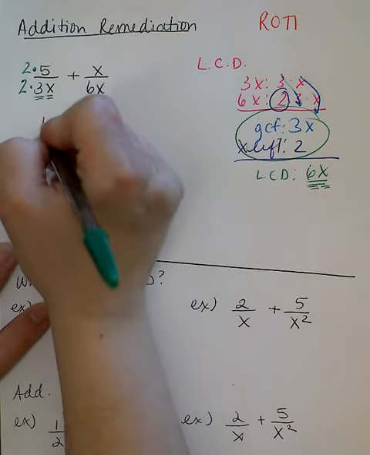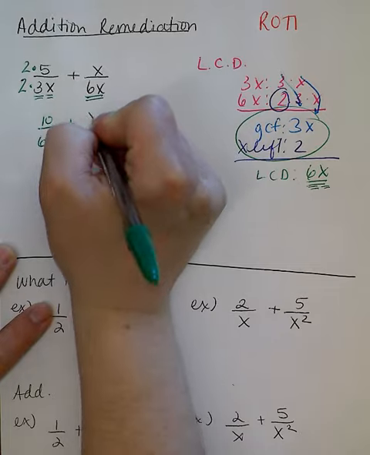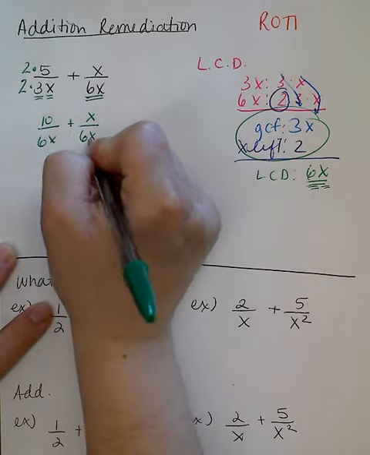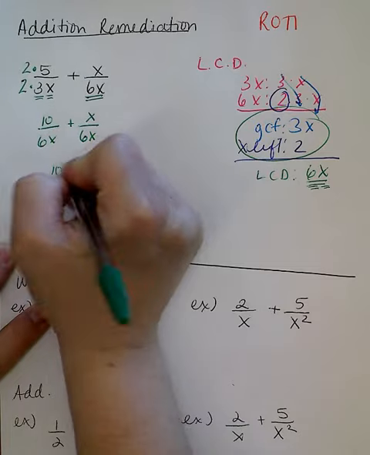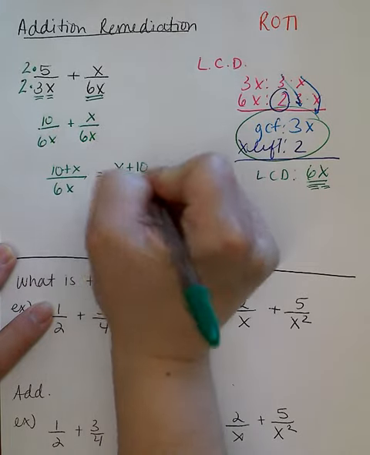So this gives us 10 over 6x plus 1x over 6x. Now that we have like denominators, we can add across the numerator, and a better answer would be in descending order.